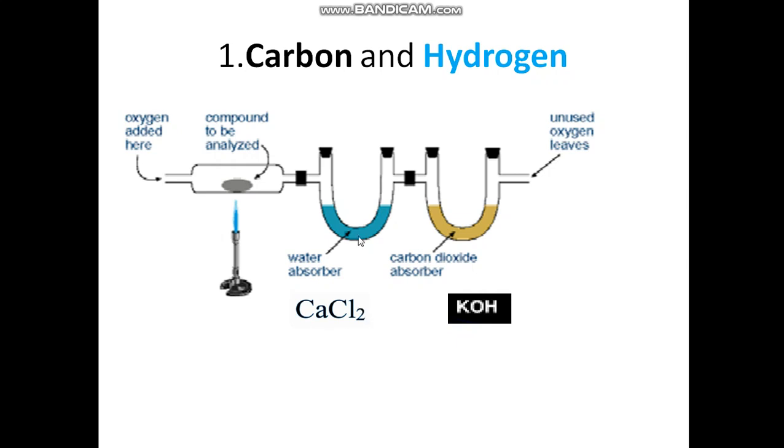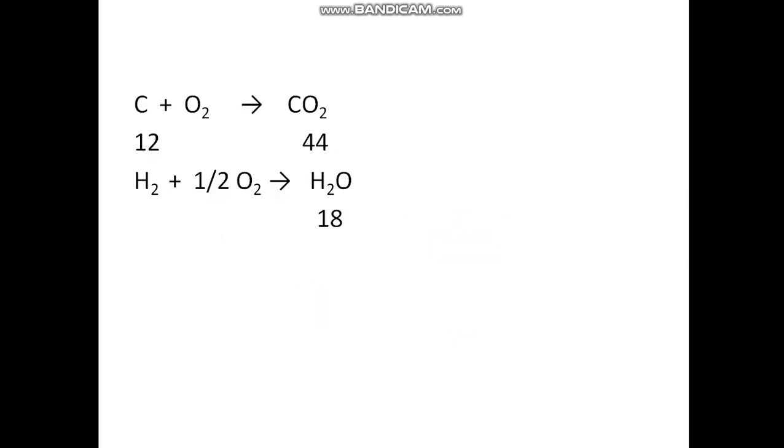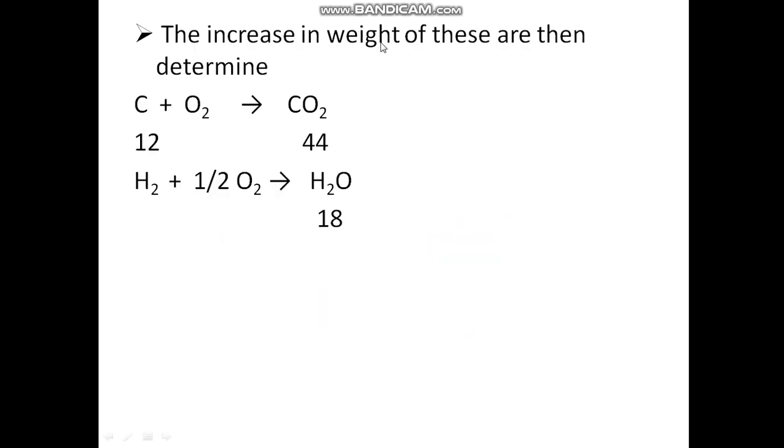So previously what we are going to do, we are going to take the weight of the empty calcium chloride tube and potassium hydroxide tube, and when the coal sample is burned and that hydrogen is converted into H2O and carbon is converted into carbon dioxide, and when they are being collected in these different tubes, then we are going to take the weight of these two tubes. So we can see the difference between the empty tube and the filled tube. So here we can see that the increase in the weight of these tubes are determined.